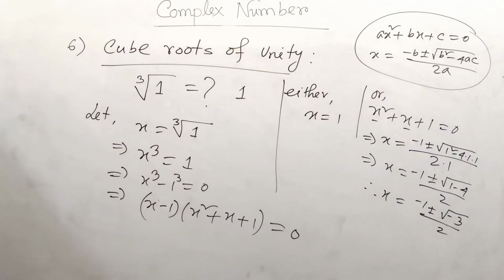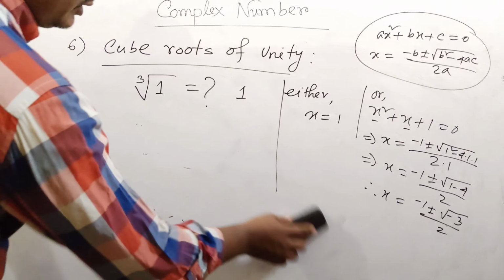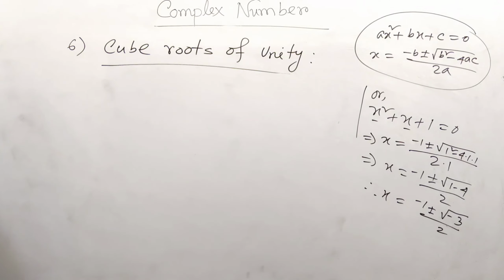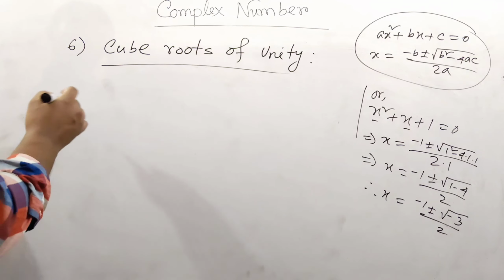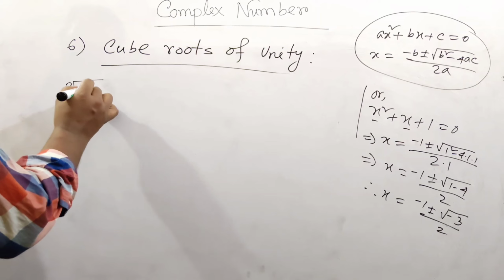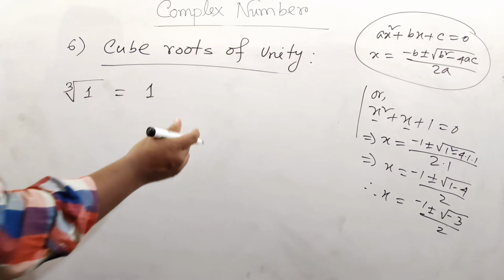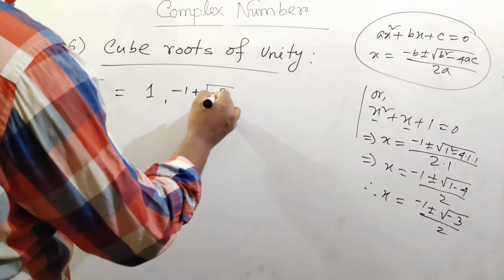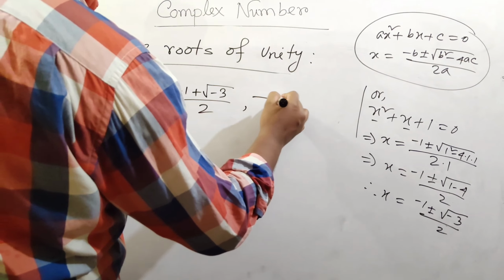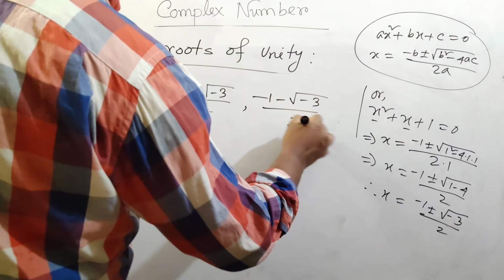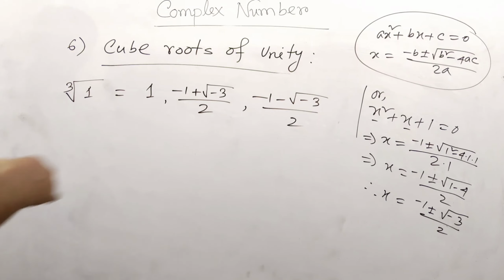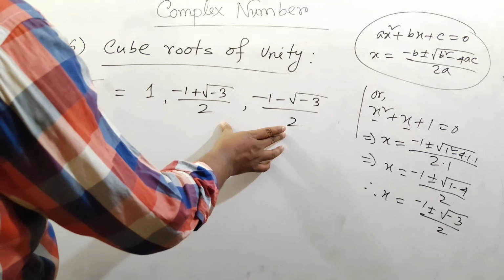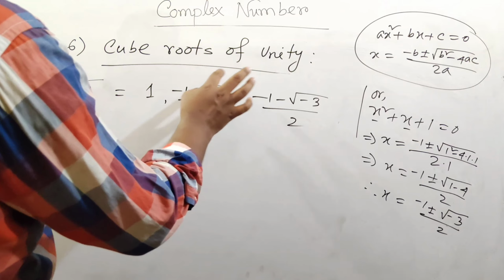So finally we can say there are 3 roots here. So we can say cube roots of 1: one is 1. If we write the others separately, then they are negative 1 plus root negative 3 by 2, and negative 1 minus root negative 3 by 2. If you look at this, here 2 roots are complex numbers. How? Because the inside of the root is negative.